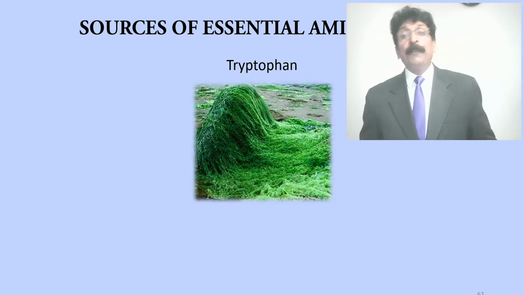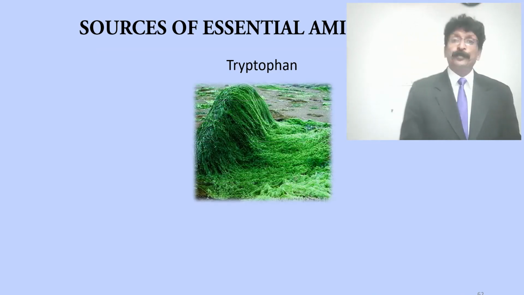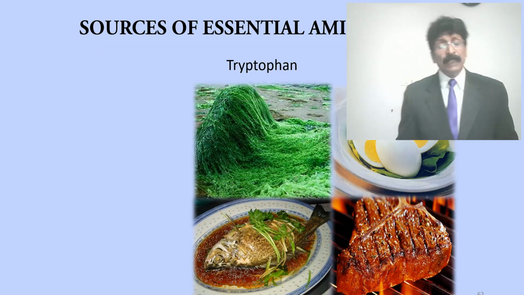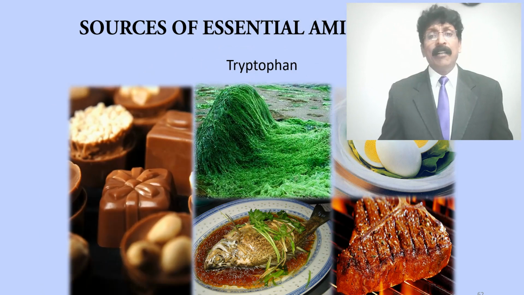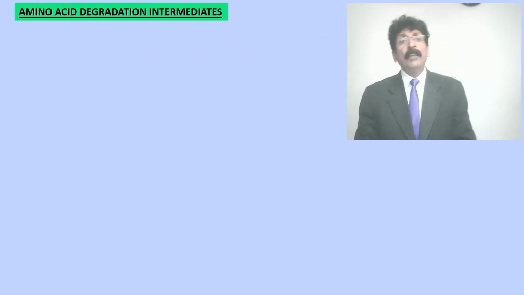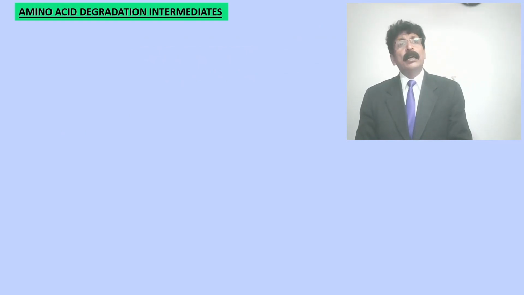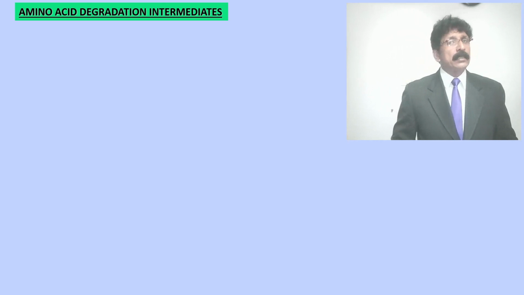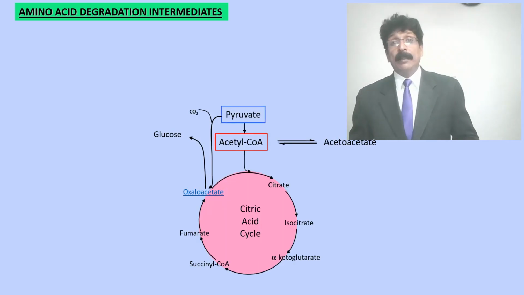And tryptophan is present in algae, and it is present in fish and chocolates and eggs. Most of the things, they are present. Amino acid degradation intermediates are possible for writing various essential amino acids, aliphatic amino acids. If they ask, it is possible.